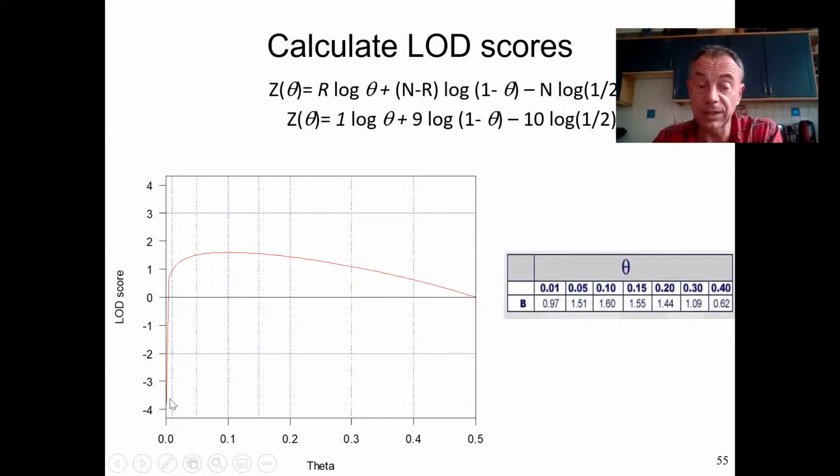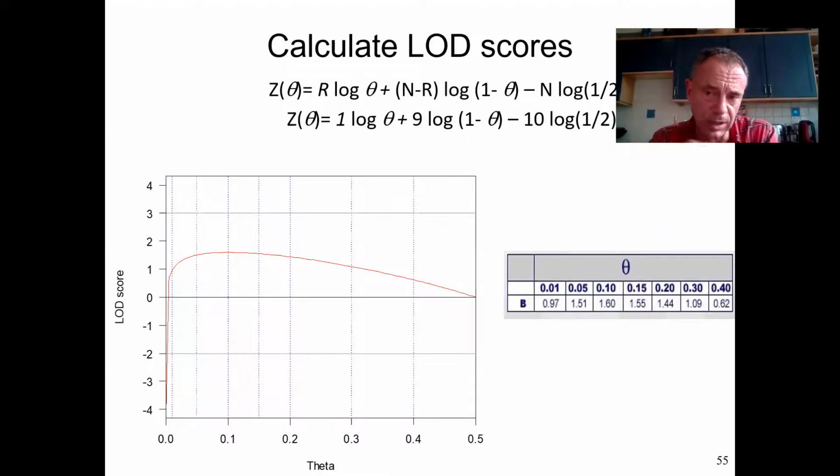It's minus infinity at theta equals 0. So if we say the probability for a recombination to happen is 0, what's the probability for me to observe 1 recombinant and 9 non-recombinants? The probability for that observation is nothing, 0. It can't happen. The probability is 0.